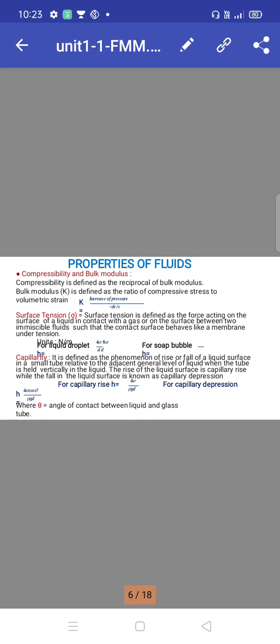So the capillary rise is 4 sigma cos theta divided by rho g d, and similarly for capillary depression. Here theta specifies the angle between the liquid and the glass tube.